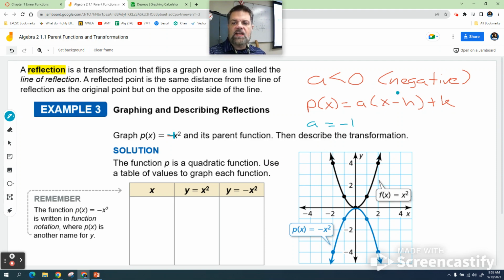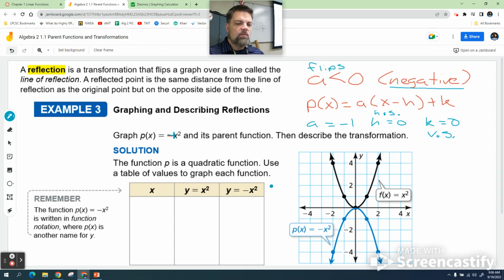Now, I don't have anything in parentheses, so then my H value would be equal to 0, and I don't have like +3 or something outside, so K is equal to 0. So now remember, H is what we call a horizontal shift, so we'll just say HS. You'll know by the time we're done that HS means horizontal shift, and K is what we call the vertical shift. So we're not moving this graph left or right, and we're not moving it up or down. But we are flipping it because when A is negative, it flips it.